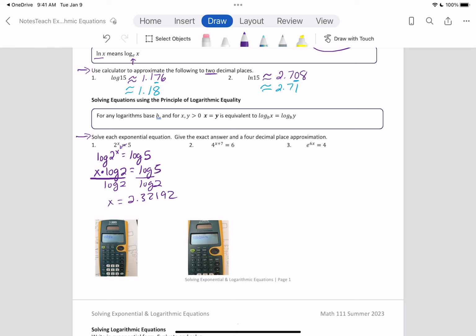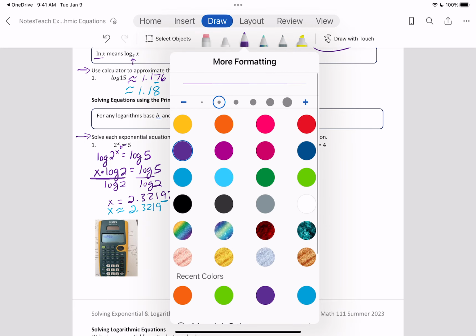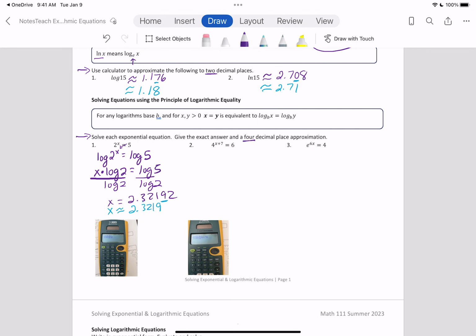2.32192. I went out that far because my instructions say to 4 decimal places. So this is 1, 2, 3, 4 decimal places. So my answer is going to be 2.3219 to 4 decimal places. Make sure whatever kind of calculator you have, you're practicing that you can enter these and get these answers correctly. And if you have trouble, please let me know so we can try to figure it out together.